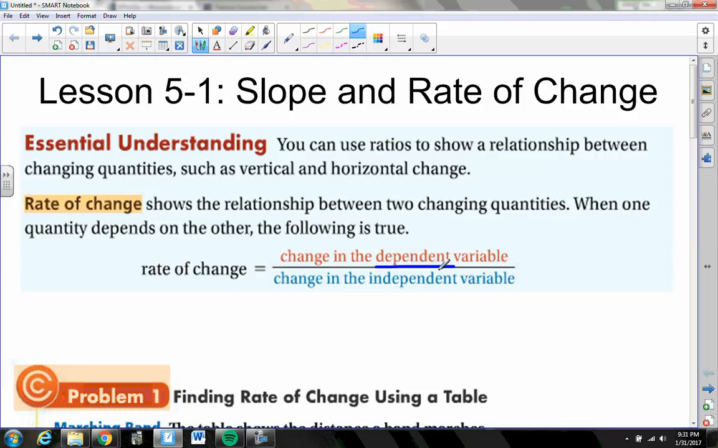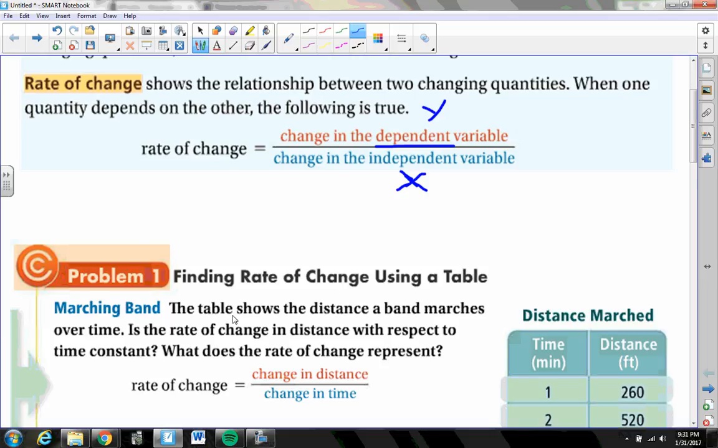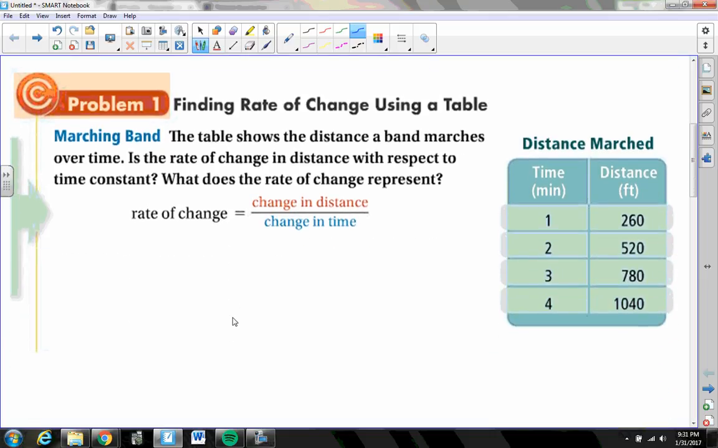Okay, dependent variable in general is going to be our y values. Independent is going to be our x. So it's y over x, change in the y variable over the change in the x variable. Part of your homework is going to be to look at a table of values and decide what is the rate of change.